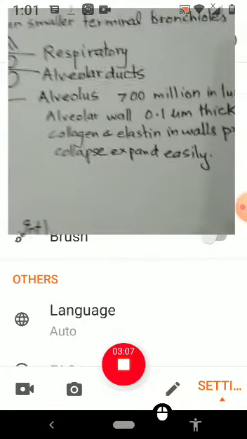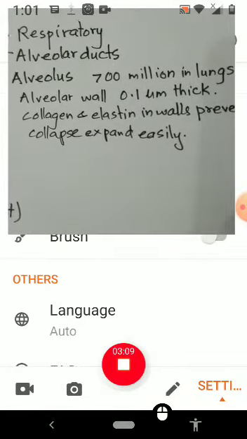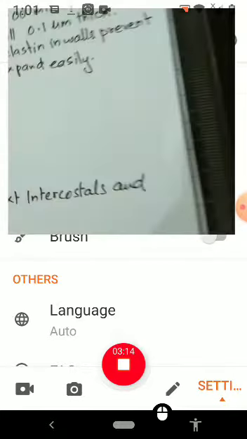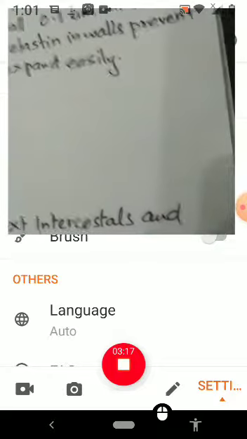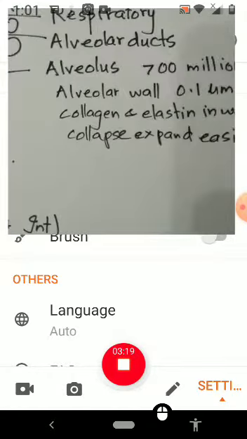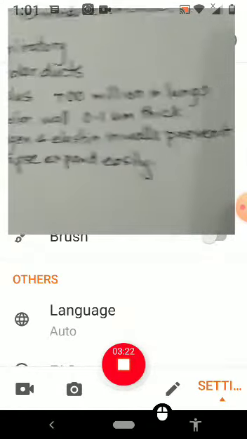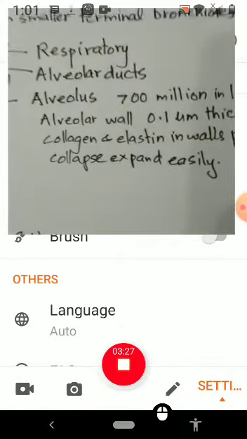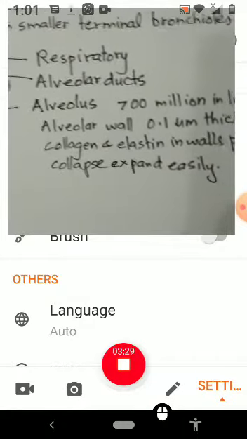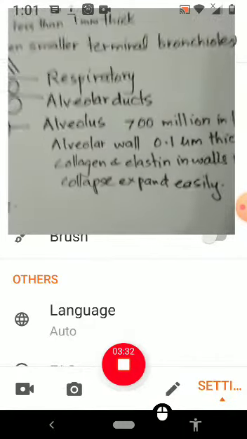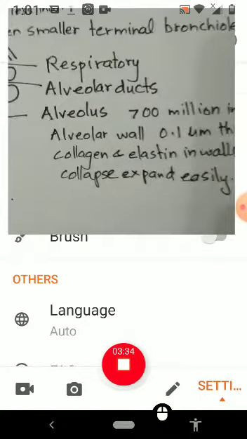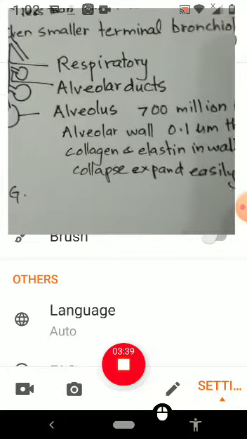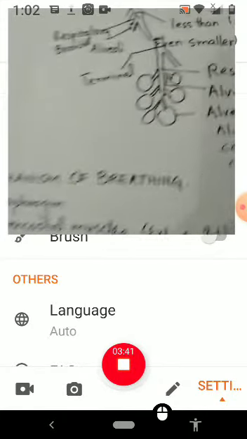The alveolar wall is about 0.1 centimeter thick. Collagen and elastin in cells prevent collapse and help in breathing. They expand and contract easily because of collagen and elastin. These are two types of proteins which help in the expansion and contraction of the alveoli.